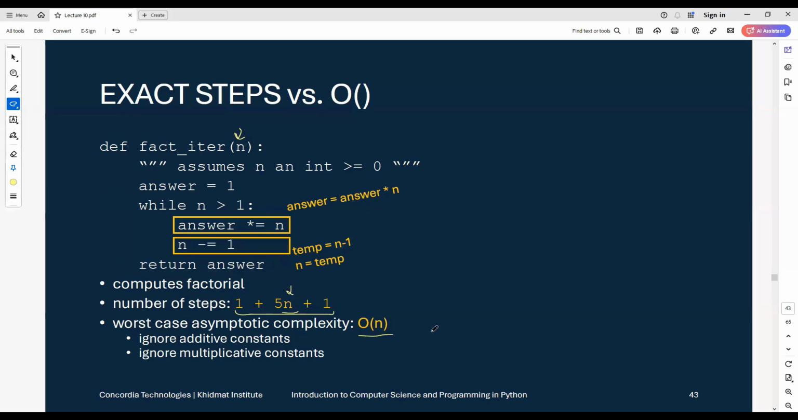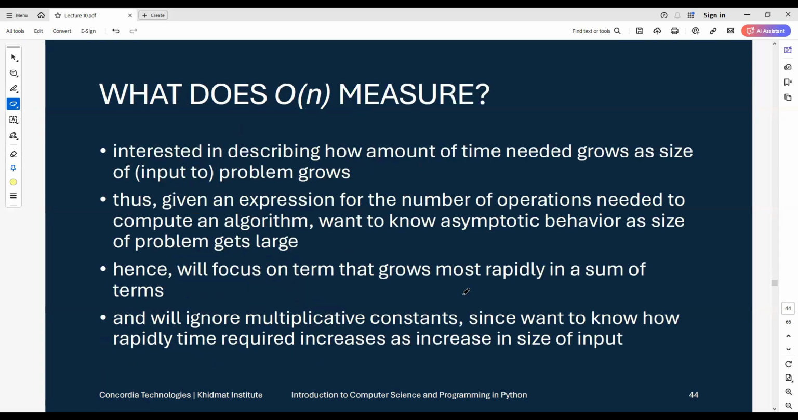It is directly proportional to the number n. Whatever the number n is, the number of operations or the time being taken by this factorial calculation is directly dependent on that. So we will ignore the additive constants and the multiplicative constants within the expression once we have calculated the number of steps here. So what does this big O of n measure?